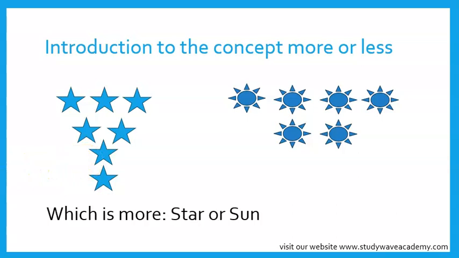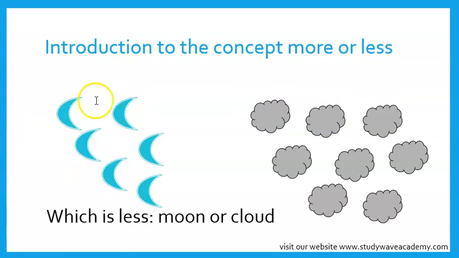Let's look at another example. We have here, what is this called? This is the moon, right? And here is the cloud. So which is more and which is less? Here we are to answer which is less, okay? So let's count to know which is less. Let's start with counting the moon. 1, 2, 3, 4, 5, 6.